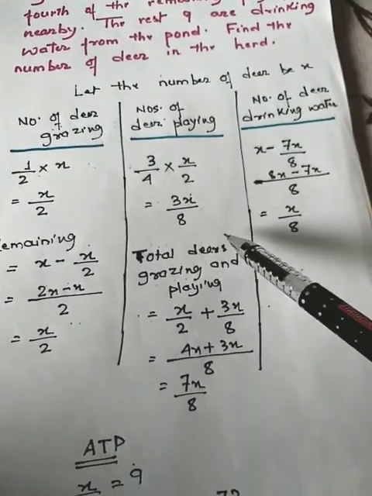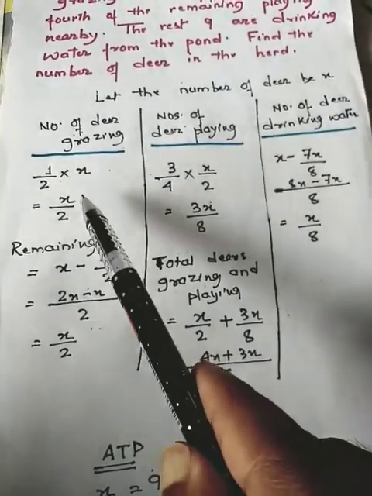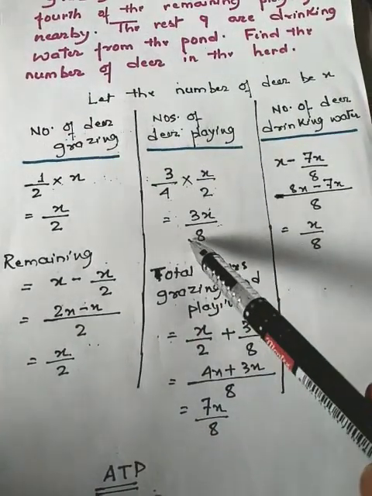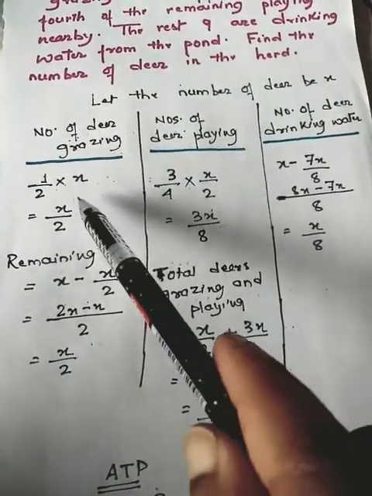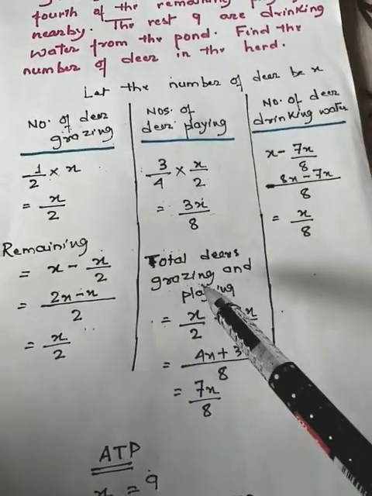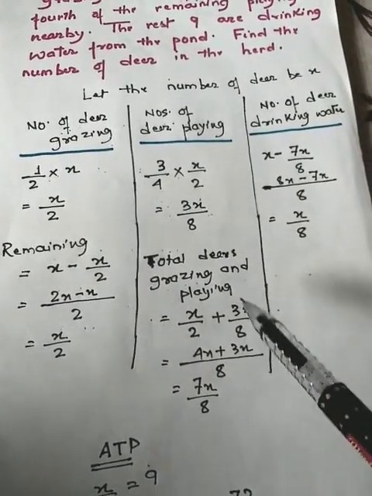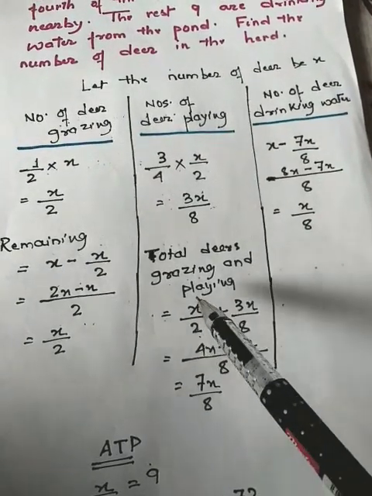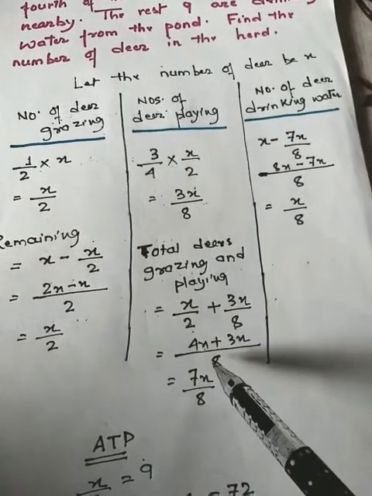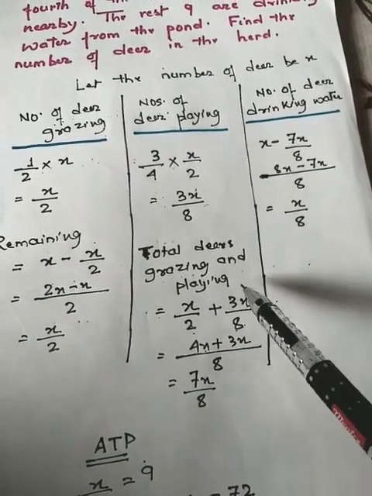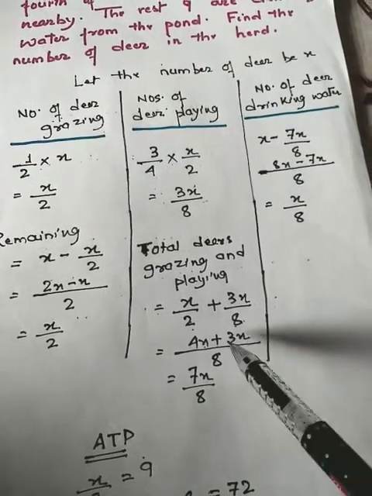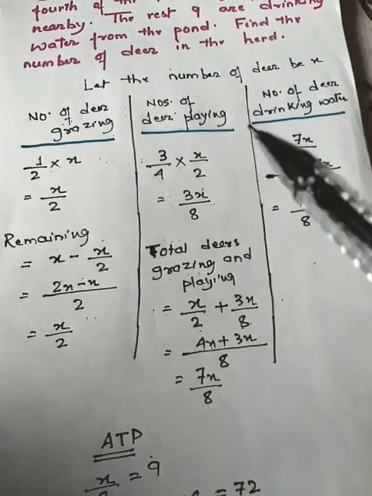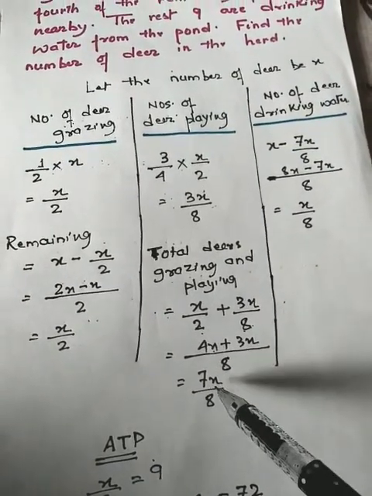Now again we'll see how many deer were grazing and playing. This much were grazing, and this much were playing. So what is the total number of deer grazing and playing? It would be x by 2 plus 3x by 8. The LCM of 2 and 8 is 8. 8 divided by 2 is 4, 4 into x is 4x. Plus 8 divided by 8 is 1, 1 into 3x is 3x. So 4x plus 3x is 7x upon 8. So 7x upon 8 is the sum of the total number of deer grazing and playing.